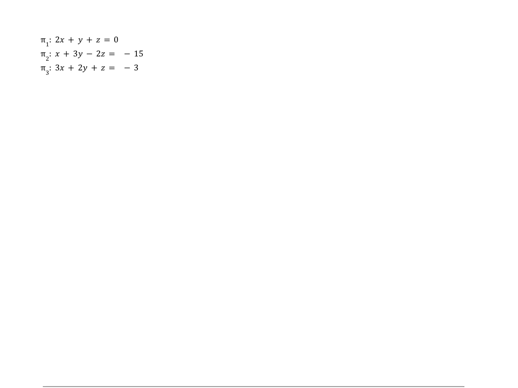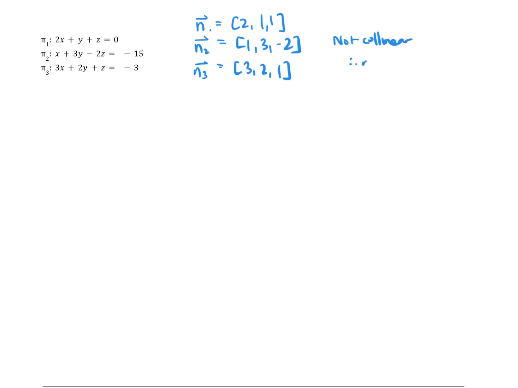All right, for the next one. I don't see a full connection here between any of the planes, so I'm going to go to checking my normals. So 2, 1, 1. 1, 3, negative 2, 3, 2, 1. Yeah, these are not collinear. So they're not parallel. So now I can check for coplanar.